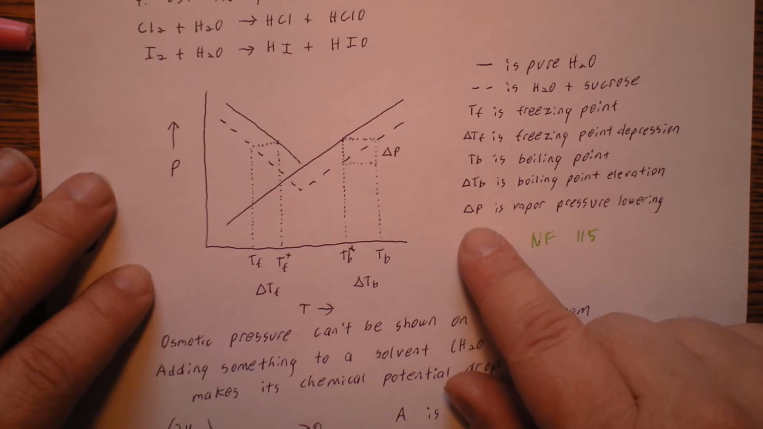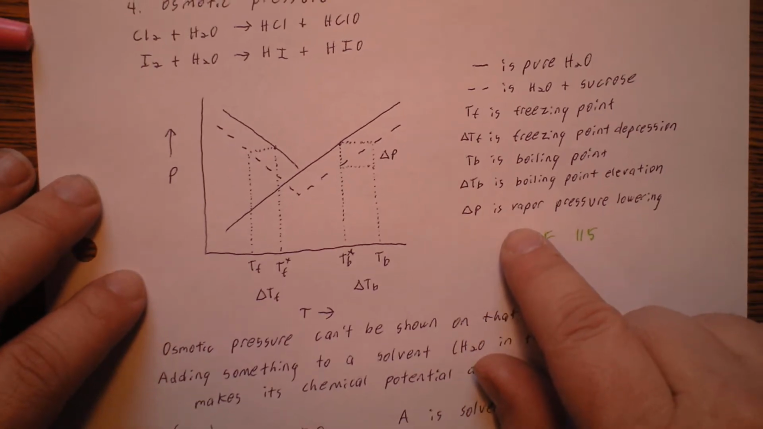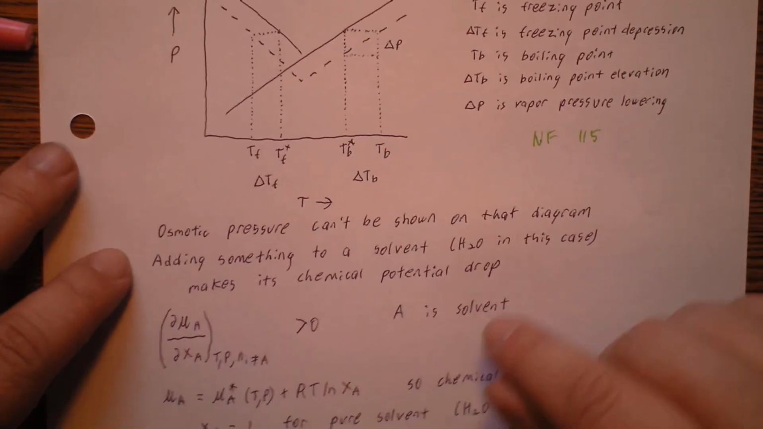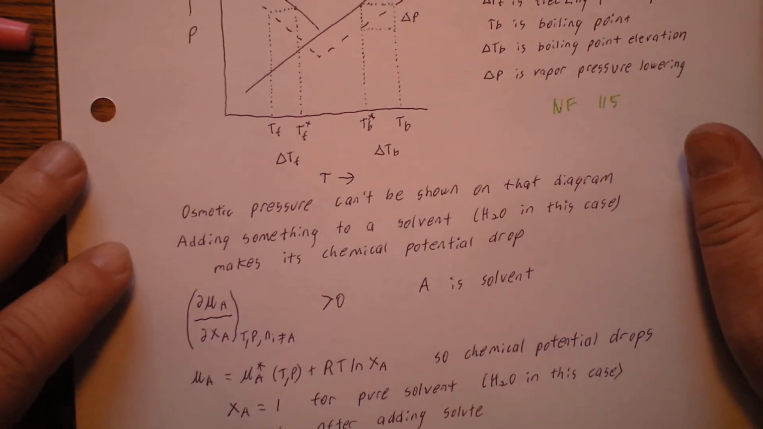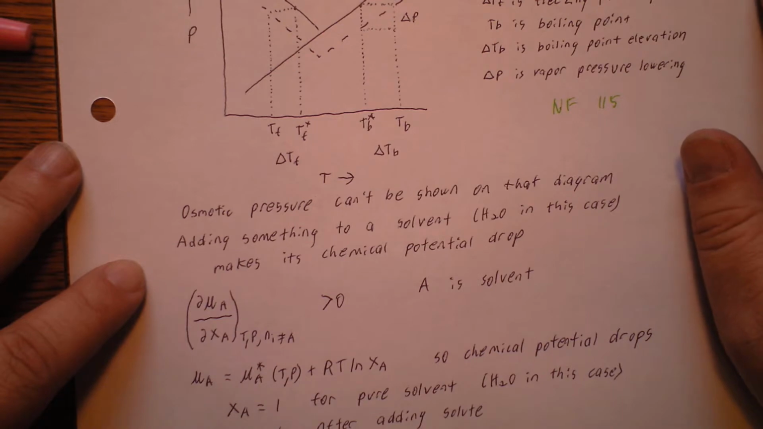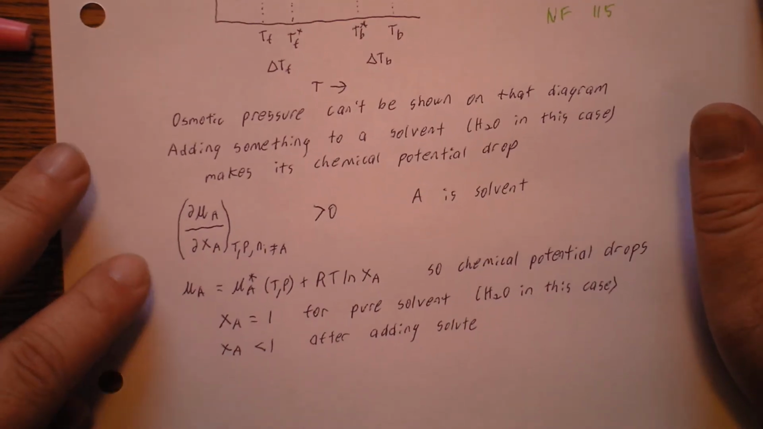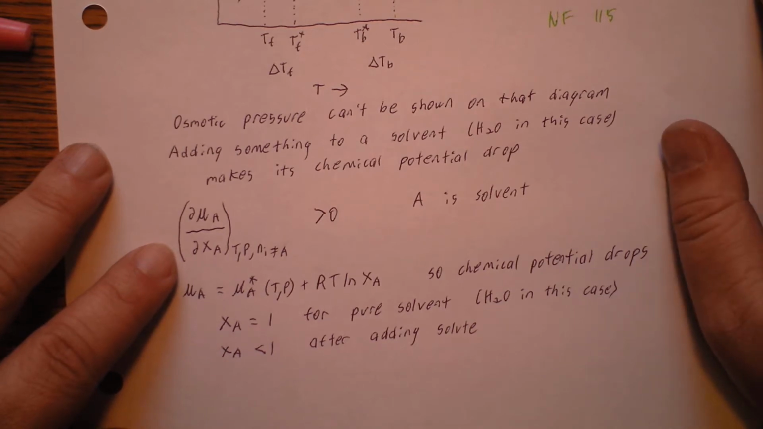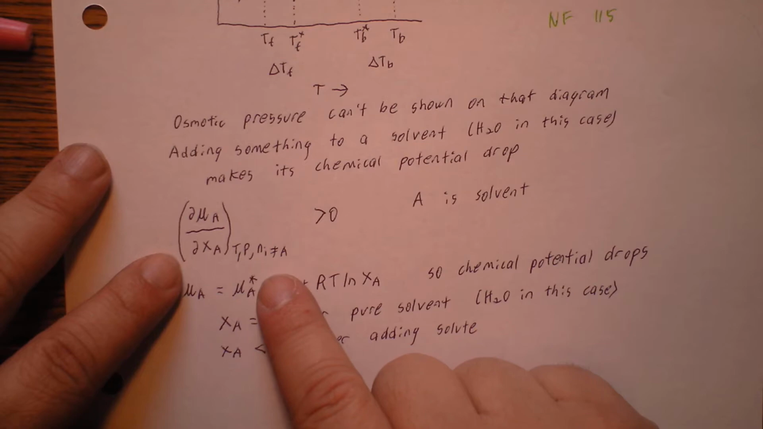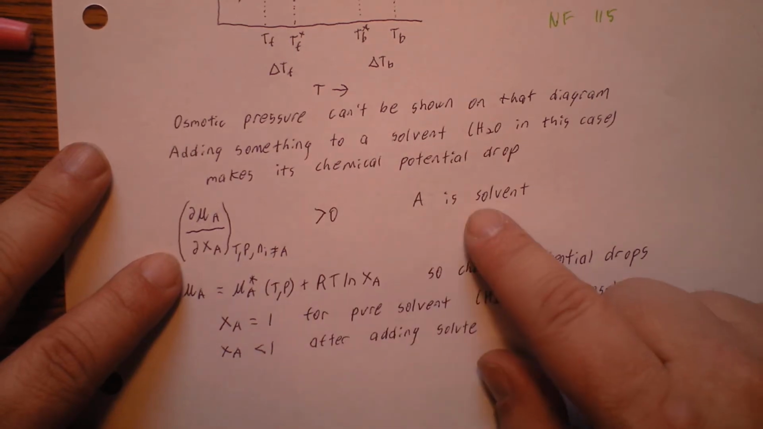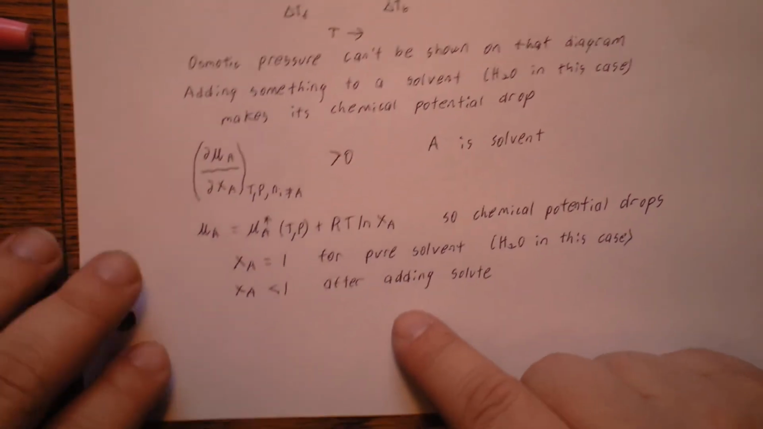So again, the delta P, that's your vapor pressure lowering. And like I said, on that diagram, osmotic pressure can't be shown. But adding something to a solvent, water in this case, makes its chemical potential drop. Now remember, the partial derivative of the chemical potential of A with respect to the mole fraction of A, holding temperature, pressure, and everything else constant, is greater than 1, as long as A is the solvent.